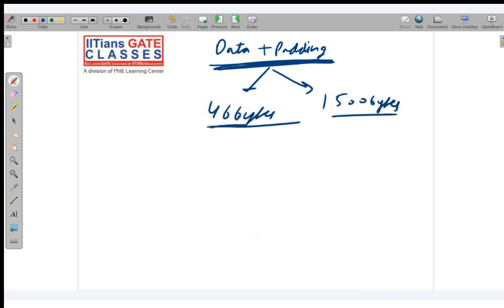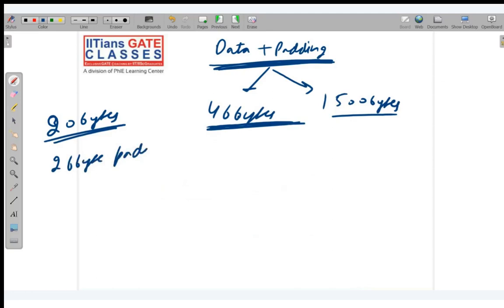So now why do we need this minimum of 46 bytes? What if you have only 20 bytes of data? Then you will add 26 bytes of padding. Padding means garbage data you will add. If we have 20 bytes of data, but the minimum is 46 bytes, we will add 26 bytes of padding. Now the question arises, why this minimum frame size?